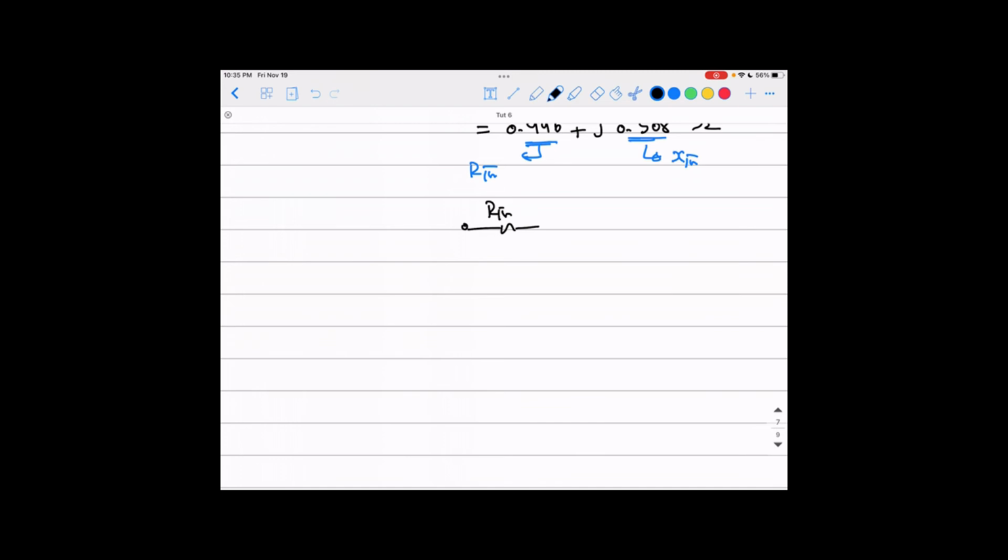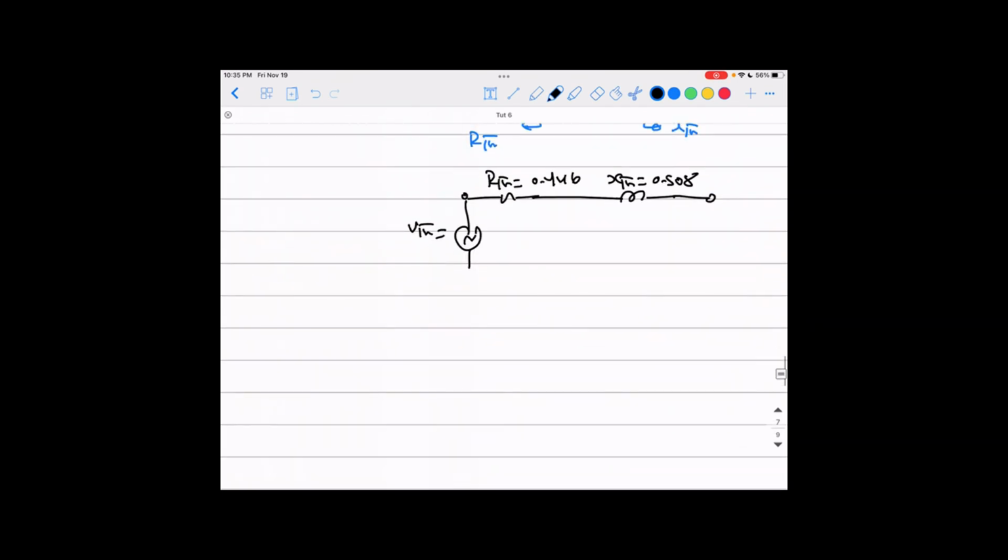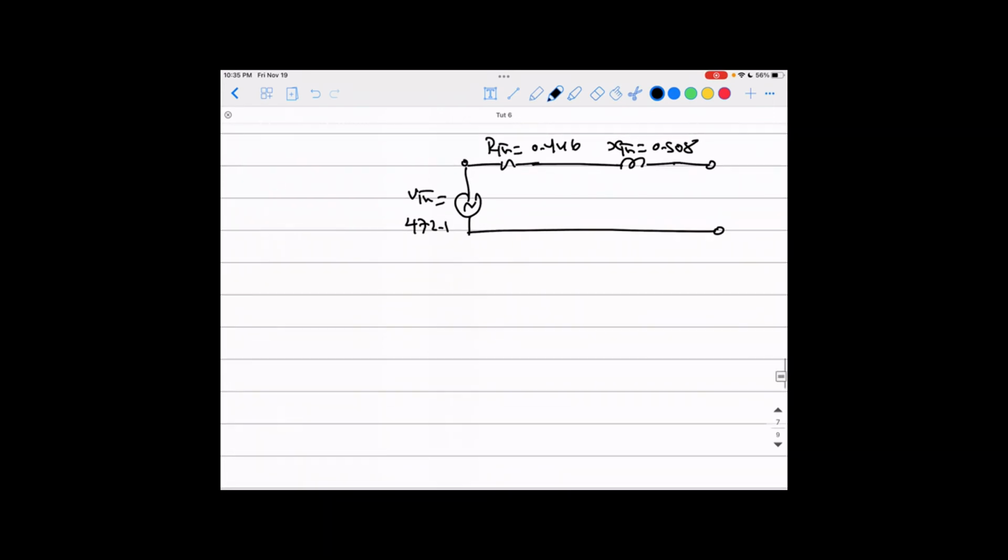So that is R Thevenin, which equals 0.446, and that is X Thevenin, which is 0.508, and that is your V Thevenin, which equals 472.1 volts. That is your Thevenin equivalent circuit, which will also be connected to X2 and R2 over S after this. But this is the Thevenin equivalent circuit, and that is what you need here.